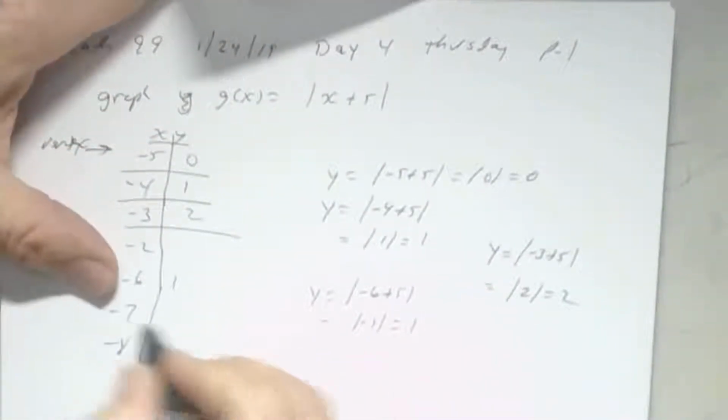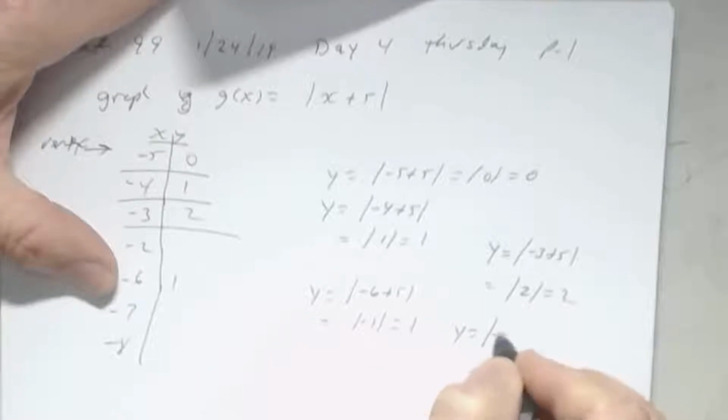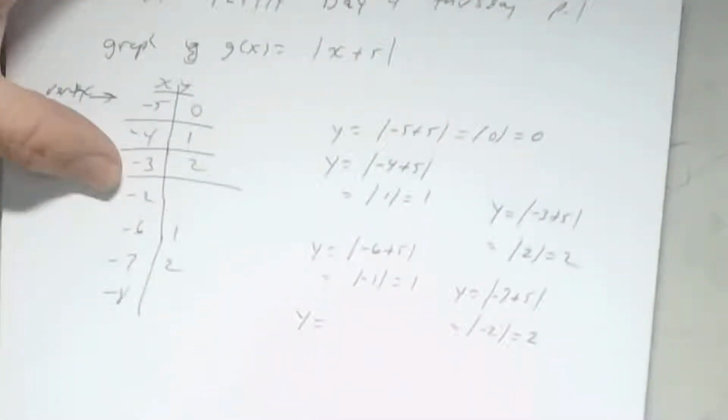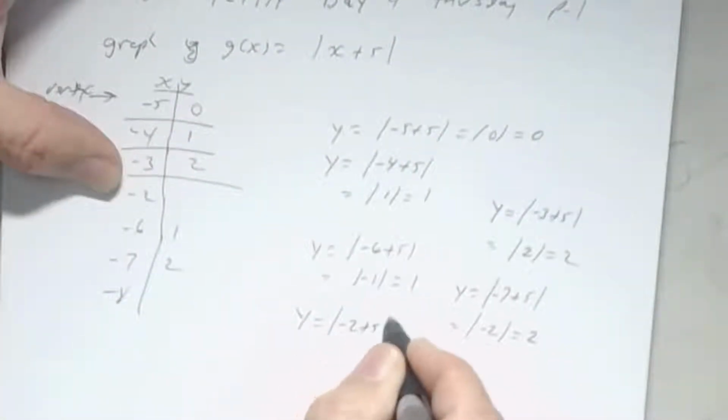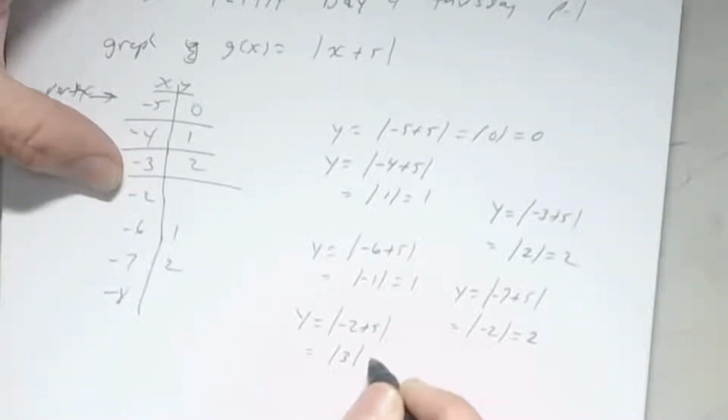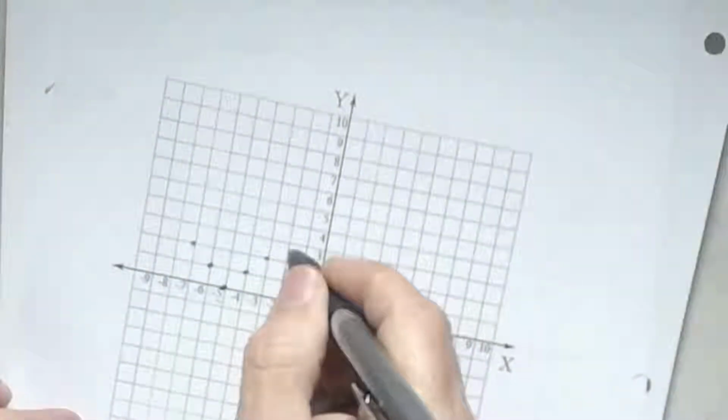All right, so for -7, you say y equals the absolute value of -7 plus 5. What's -7 plus 5? Absolute value of -2? 2. When x is -2, I get y equals the absolute value of -2 plus 5. What's -2 plus 5? Positive 3. Absolute value of 3? 3. So I get (-2, 3), which is here.